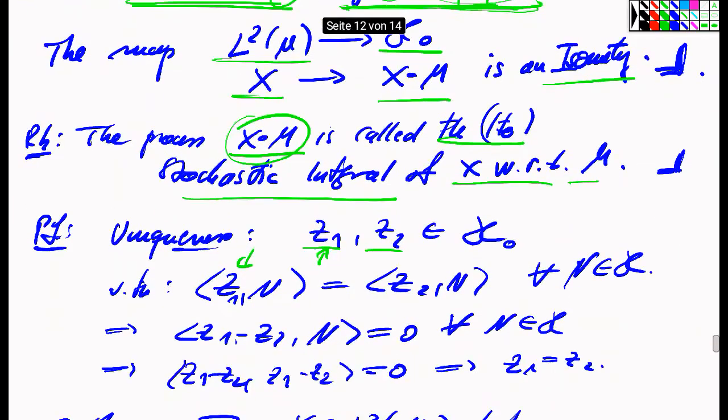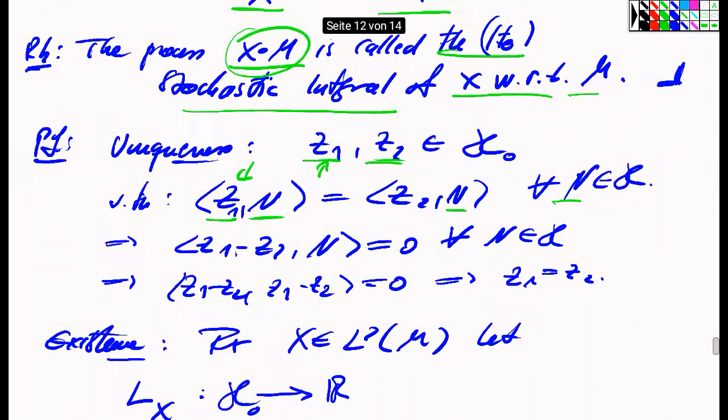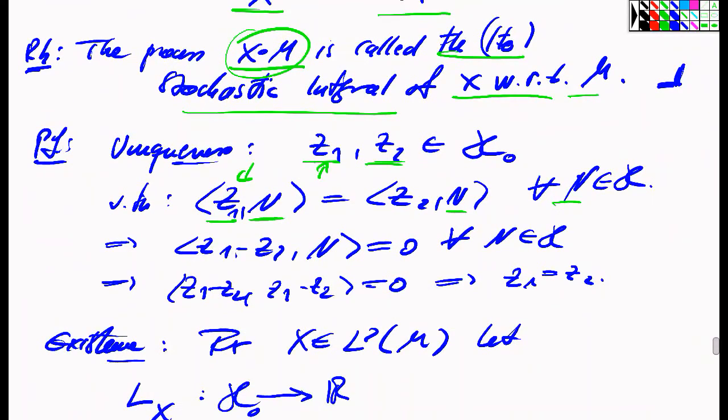And so if you have two such processes, Z1 and Z2, which stand on the left-hand side, then the bracket of each of these candidates with any other square integrable martingale would need to be the same, because they have the same right-hand side of this equality. So by linearity of the bracket, this in particular implies that the difference of the two processes, if we insert this and build the bracket with any other, is the zero process.